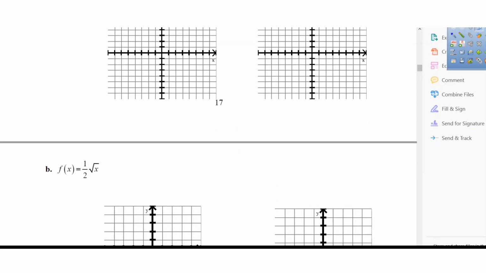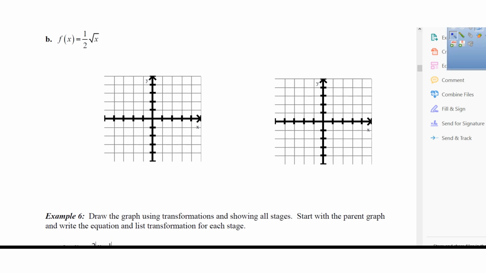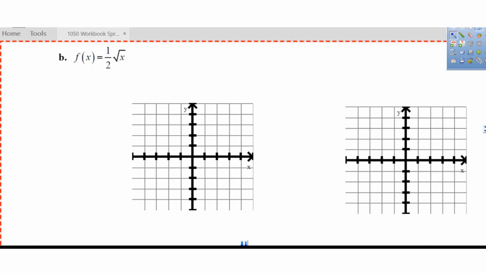Okay, here's this one. Question B. Okay? This is called f of x.